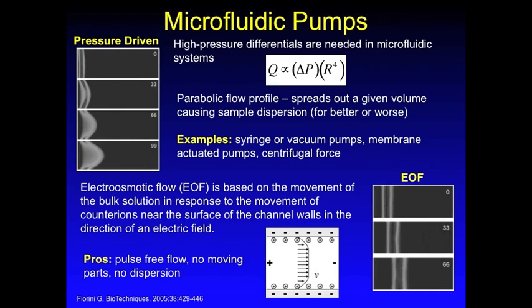In contrast, electroosmotic flow is based on the movement of the bulk solution in response to the movement of counter ions near the surface of the channel walls in the direction of an electric field. Advantages of electroosmotic flow include its distinct flat flow profile, minimizing dispersion.